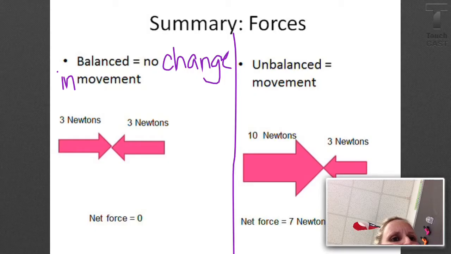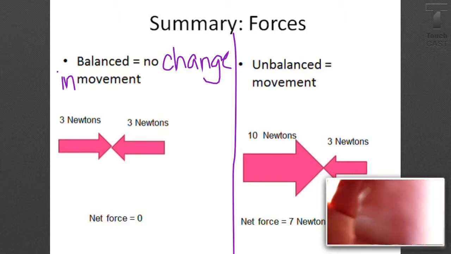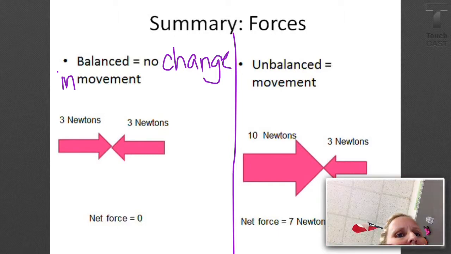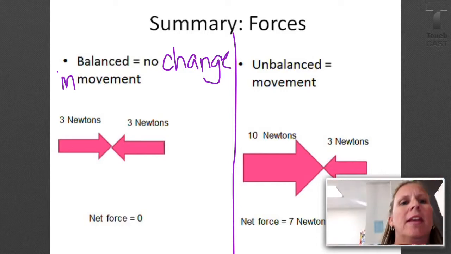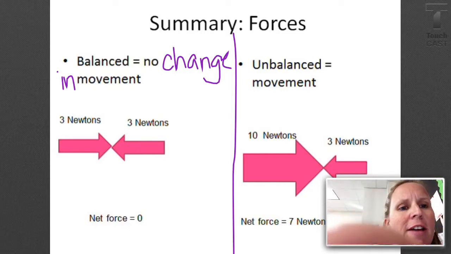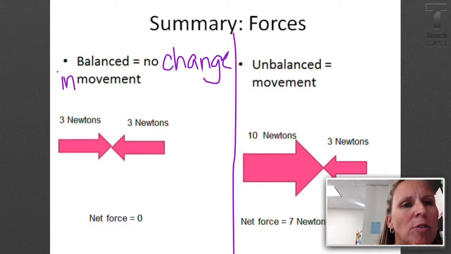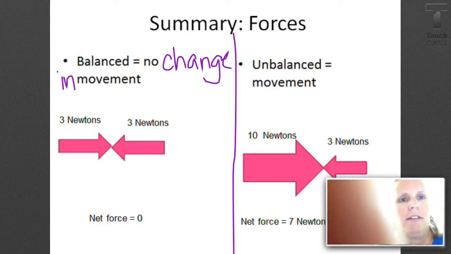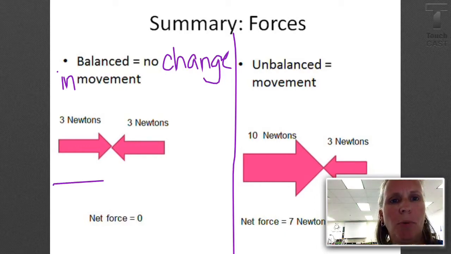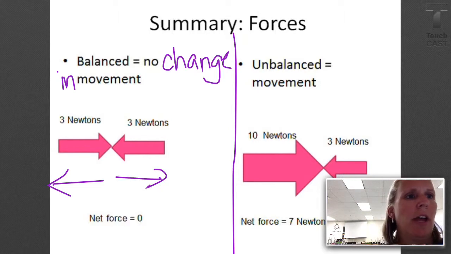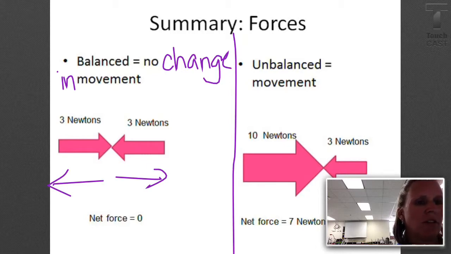So here's a quick summary of forces. Balanced forces have no change in movement, so their net force is 0. So 3 newtons working against each other. They can also be pulling away from each other. Unbalanced forces create movement. So the net force is always more than 0.